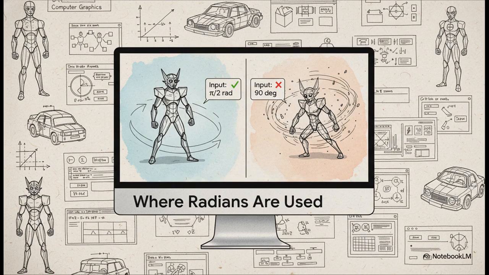Think about your favorite game. Every single time a character turns, or a car drifts, or an object rotates in the world, game engines like Unity and Unreal are doing those calculations using radians. They have to. If a programmer used degrees by accident, their character wouldn't just turn, they'd spin around like crazy. Radians are the language of rotation in the digital world.